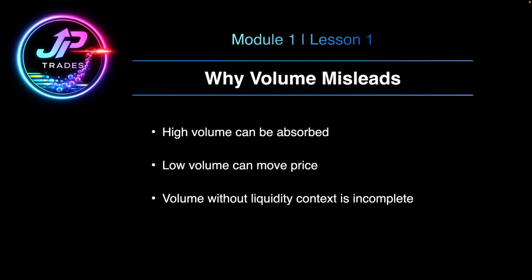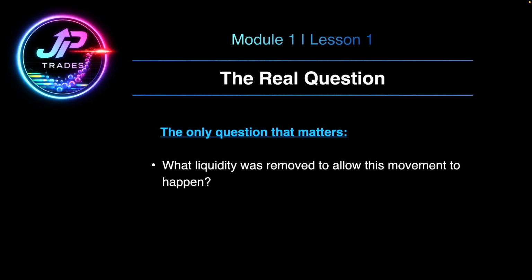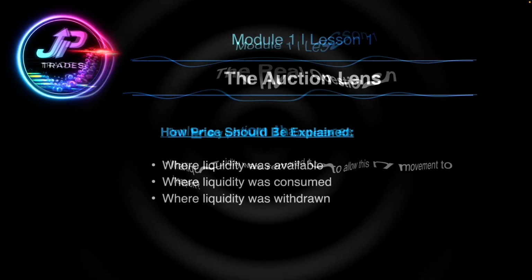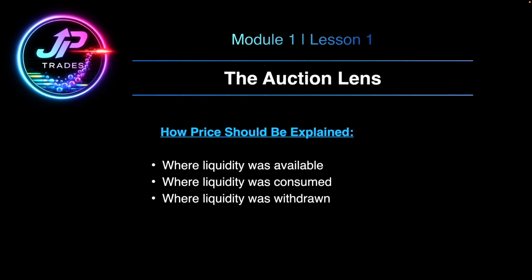So when you look at a price move, the correct question is never who won, were buyers stronger than sellers, or was that bullish or bearish? The correct question is what liquidity was removed to allow this movement to happen. This question alone will reframe how you read markets. By the end of this lesson, you should be able to explain any price movement without referencing a candle pattern, an indicator, or a certain narrative or model. You should be able to describe price behavior in terms of where liquidity was available, where it was consumed, and where it was withdrawn. That is the auction.